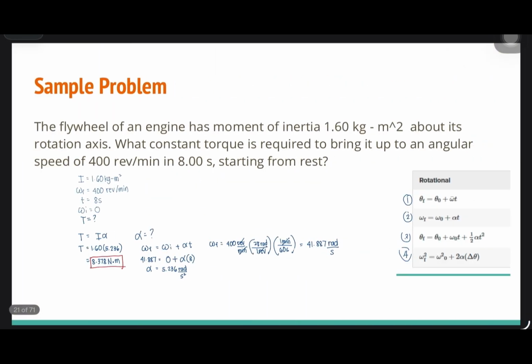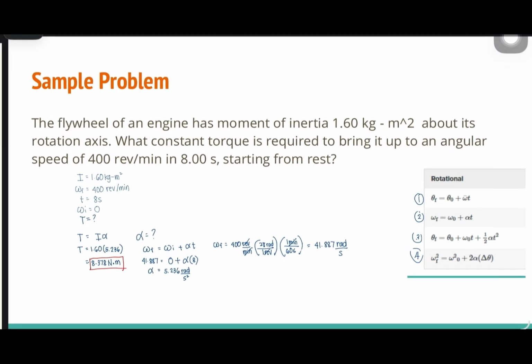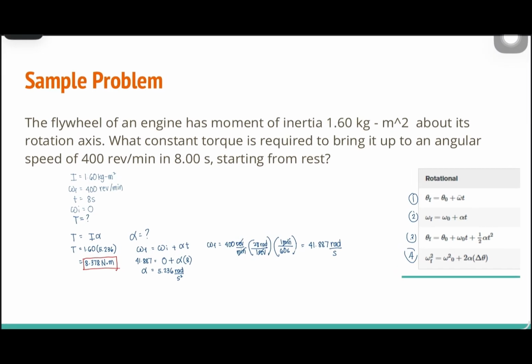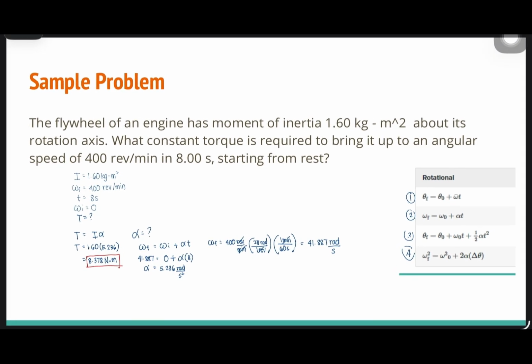Next. For this problem, I have already prepared the solution. I will just discuss it to you. For problem number 2, the flywheel of an engine has moment of inertia 1.60 kg meter squared about its rotation axis. What constant torque is required to bring it up to an angular speed of 400 revolution per minute in 8 seconds, starting from rest?